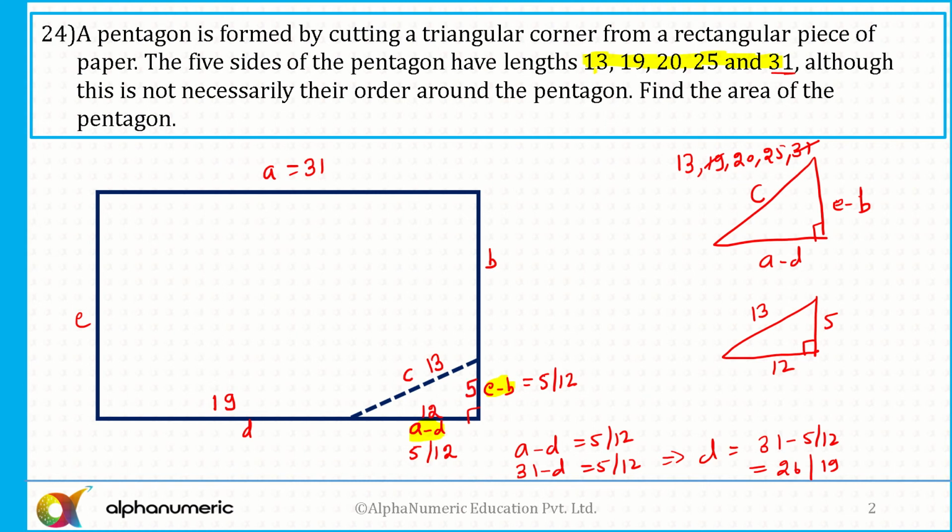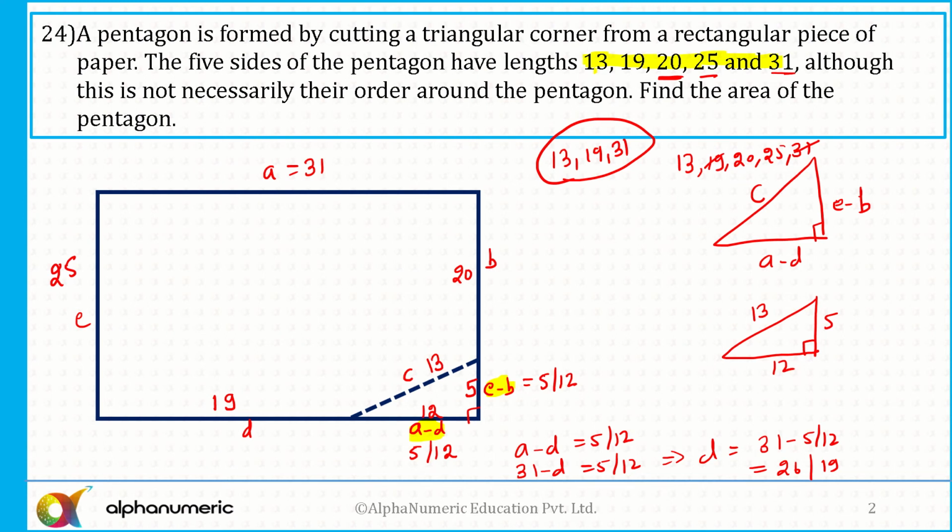Now we need to find out E and B. The difference between E and B is 5. We have already identified 3 sides of the pentagon: one side is 13, another side is 19, another side is 21. So what are the remaining 2 sides? That is 20 and 25. Which means E is definitely equal to 25 and B is equal to 20 here. So these are the 5 sides of the pentagon. Alright, so that is the only possibility.